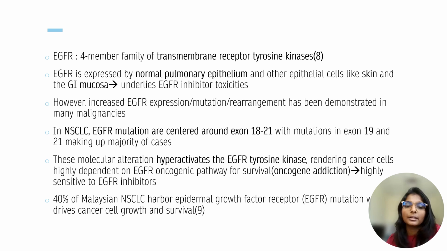In non-small cell lung cancer, EGFR mutations are usually centered around exon 18 to 21, commonly in exon 19 and exon 21. This molecular alteration hyperactivates the EGFR tyrosine kinase, rendering cancer cells highly dependent on the EGFR oncogenic pathway for survival. This phenomenon is known as oncogene addiction, and this is what makes them highly sensitive to EGFR inhibitor drugs. 40% of Malaysian non-small cell lung cancer patients harbor the EGFR mutation.